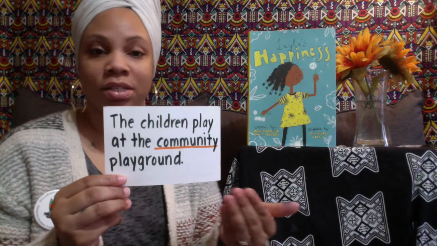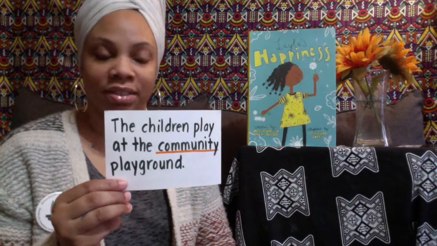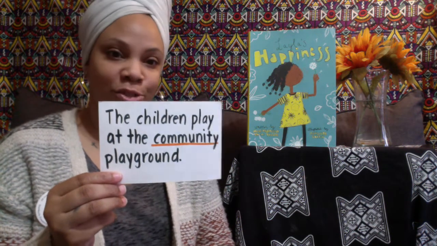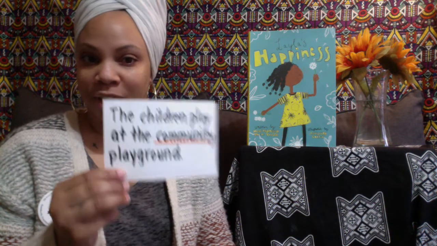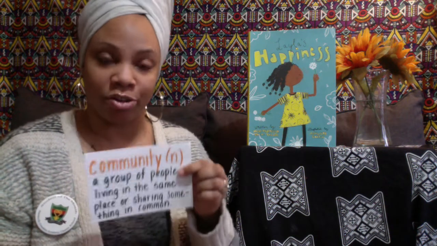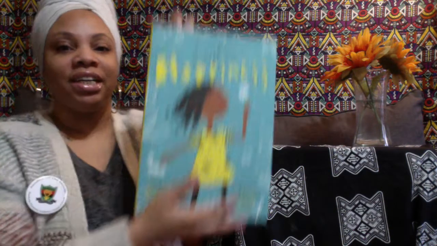If we use this sentence, that means that the children live together in the same neighborhood and that their playground is located in their neighborhood. The children play at the community playground. I want you to keep this word in mind as you complete your graphic organizer today. All right, so let's read.